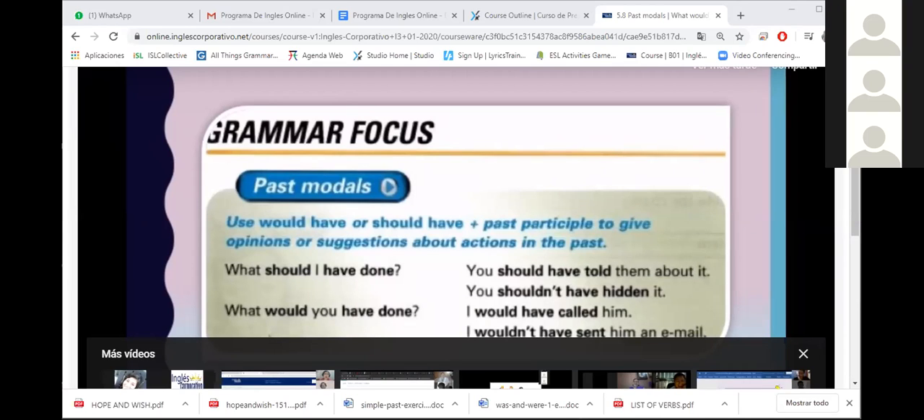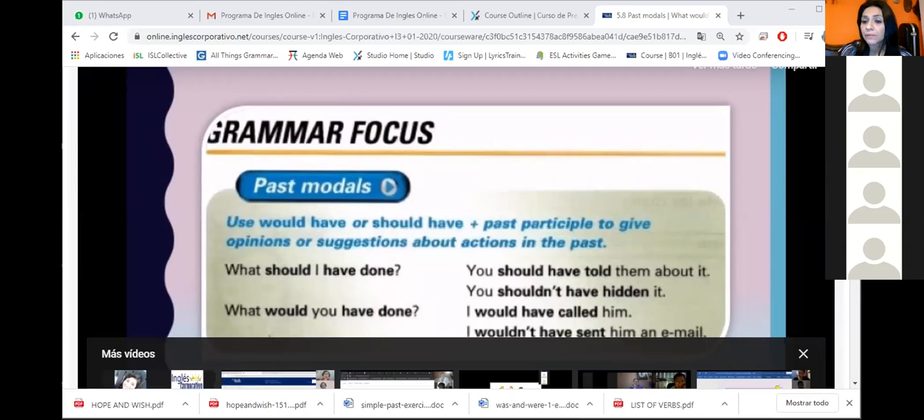So what we have to do now is use should or would, depending on what we want to say. But in this case, we use both to give opinions or suggestions, all right? Daniel Del Cid, can you read the first question, please? What should I have done? Okay, Elmer, can you read the first one? You should have told them about it. Yes, you should have told them about it, okay?